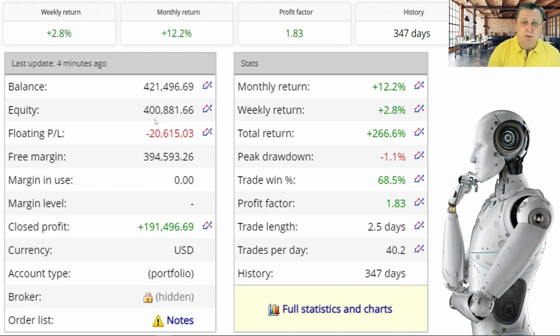Equity is about 400,000 at the moment. Close profit, 191,000. Each of these trading accounts is set up, in this particular case, on demo accounts that we start to set them up with. And then we take the best ones and put them on live accounts. And that is the reason why it's a demo.